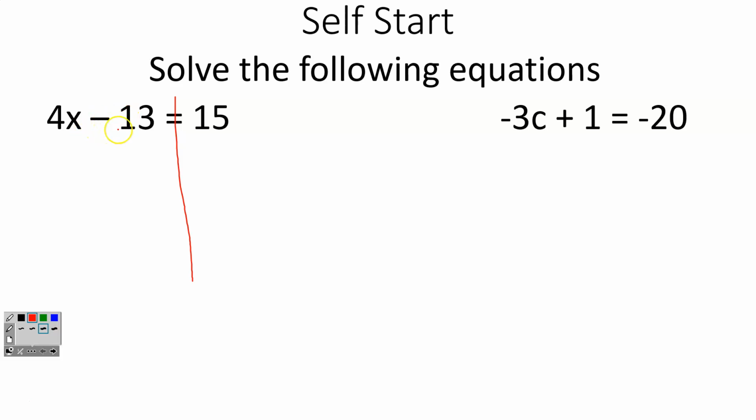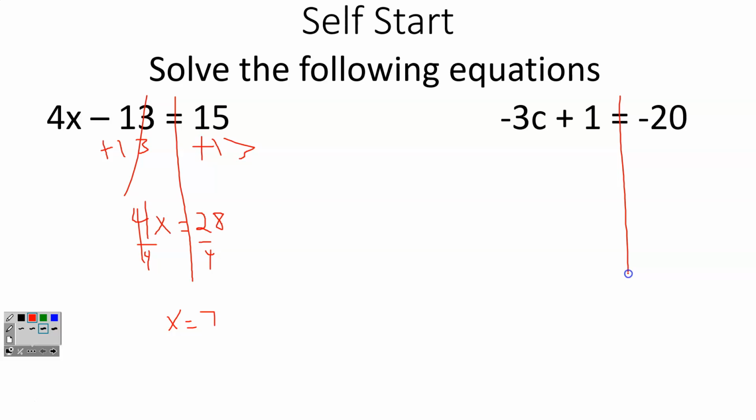So the inverse operation of subtracting 13 is to add 13. What I do to one side, I do to the other. That gives me 4x left on this side. 15 plus 13 gives me 28 on this side. Now that 4 and that x need to be separated, so the opposite of multiplying would be to divide by 4. And that gives me an answer of x equals 7.